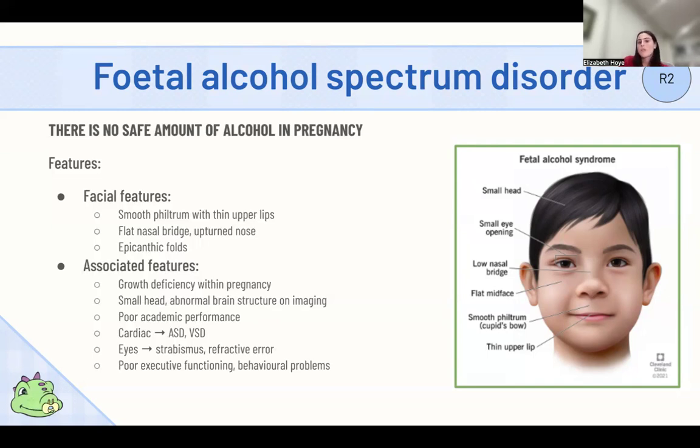Kids born with fetal alcohol spectrum disorder would usually have a smaller head and a slightly abnormal brain structure if it's imaged. And they have a range of cardiac and also eye issues like strabismus and refractive error.